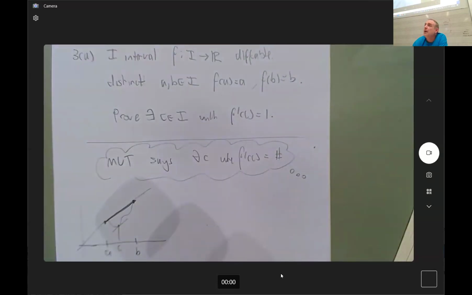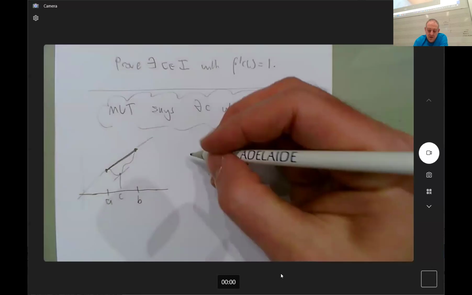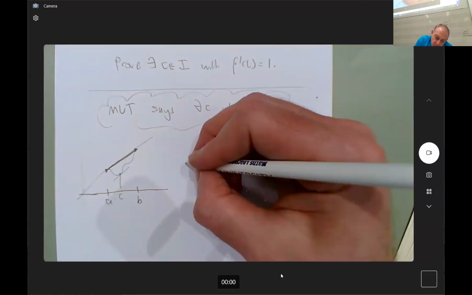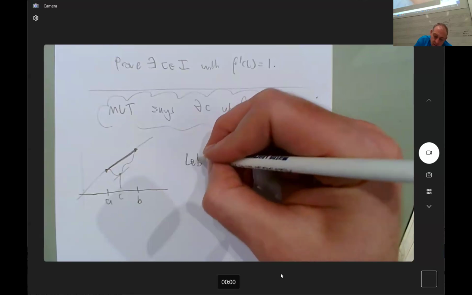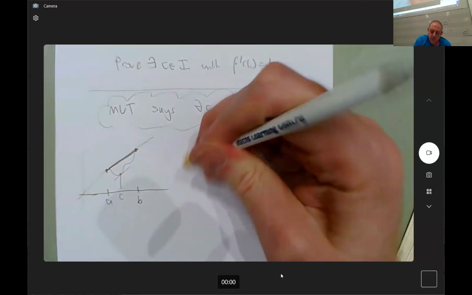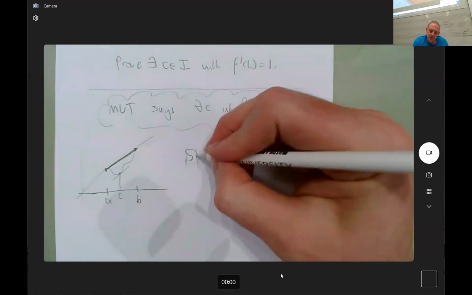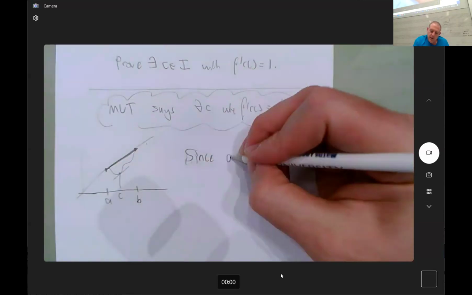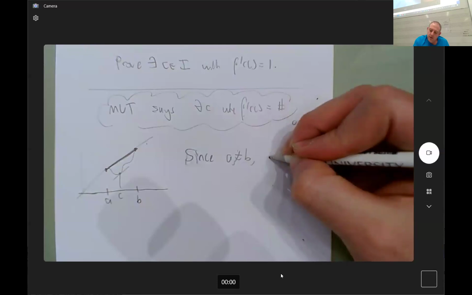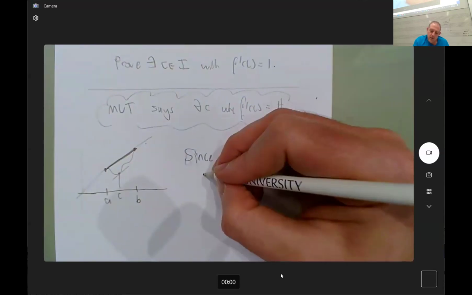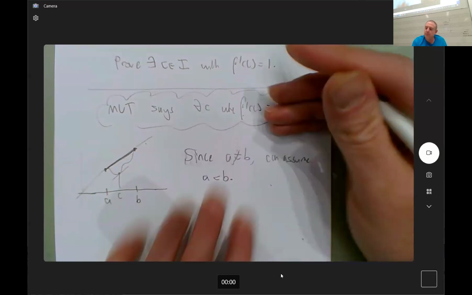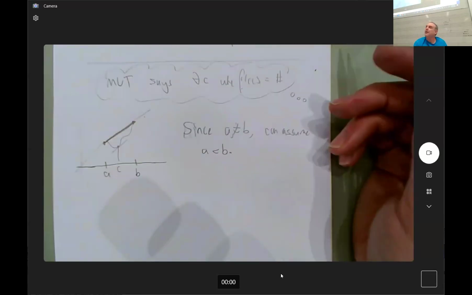Yeah, but f of B is B and f of A is A. So that's great. So according to the mean value theorem, I think we should say since A is not equal to B, we can assume A is less than B. Might as well start with that.